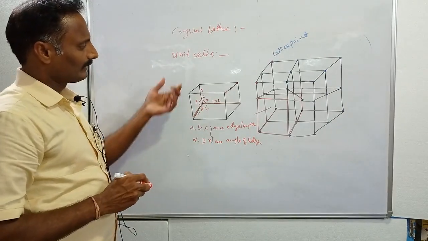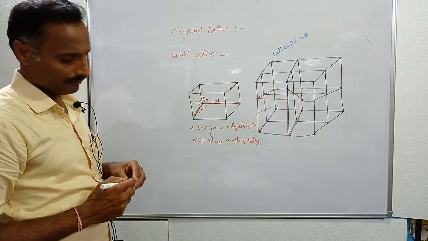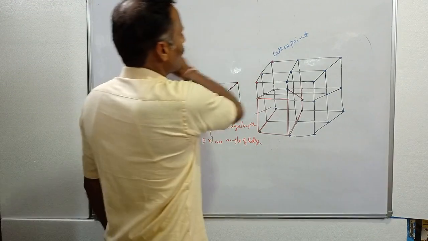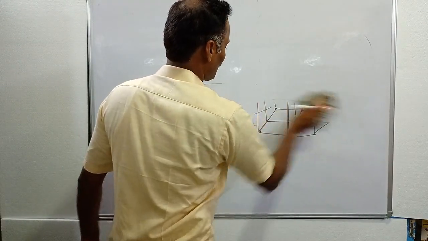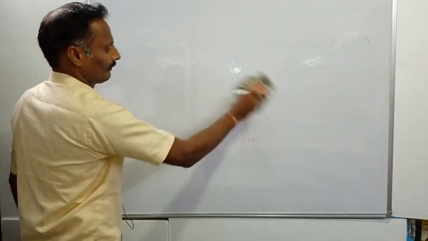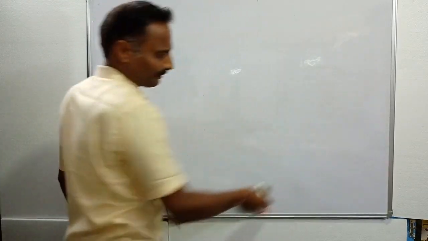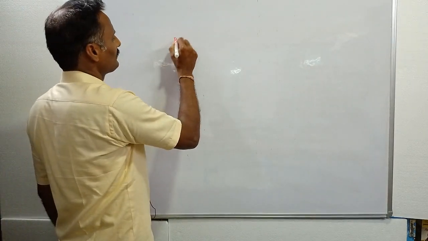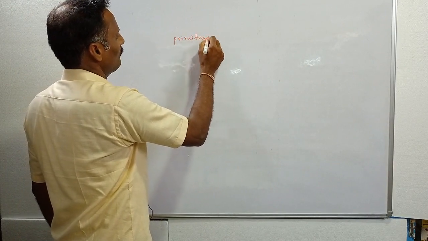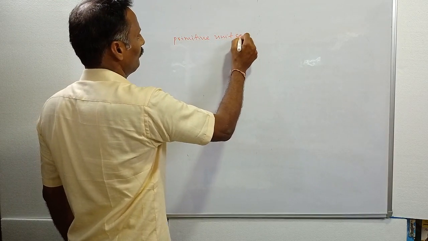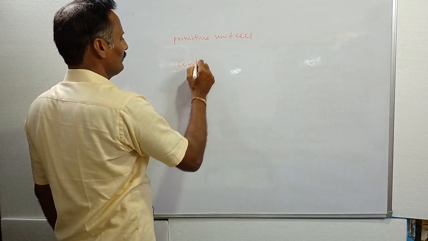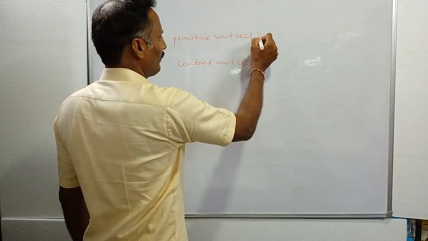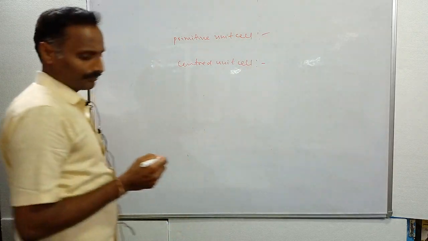Then coming to the types of unit cells. Unit cells are of 2 types: one is the primitive unit cell, and the other is the centered unit cell. Then what is the difference between primitive and centered unit cells? What are primitive unit cells and what are centered unit cells?